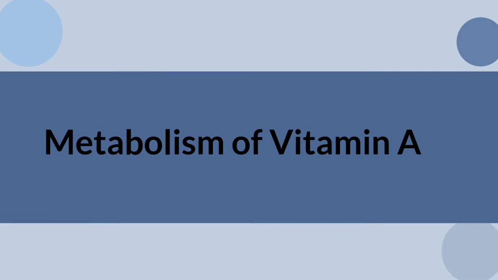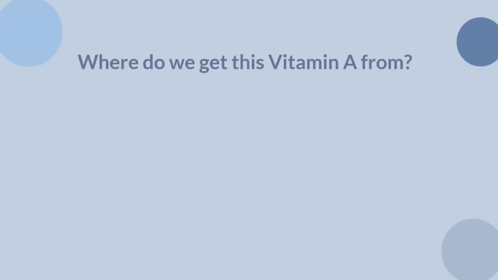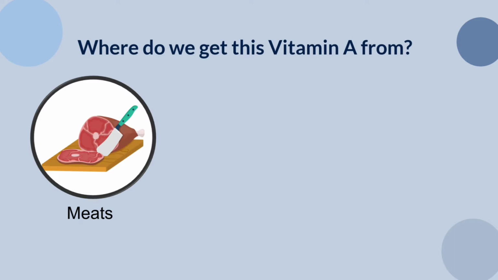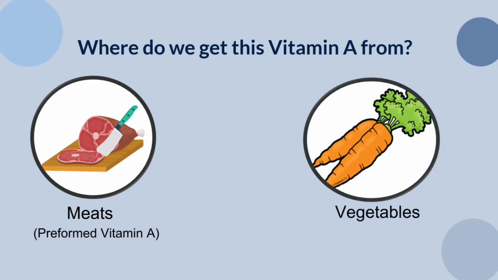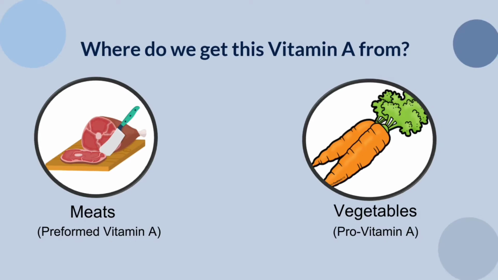Metabolism of vitamin A. First of all, where do we get this vitamin A from? We get vitamin A from meats, which are preformed vitamins, whereas we also get vitamins from vegetables, which are provitamins. The difference between them is the preformed vitamins are already active, whereas the provitamin needs to be metabolized to become active. One of the examples for provitamin A is carotenes. Just remember, like carrot, carotenes.